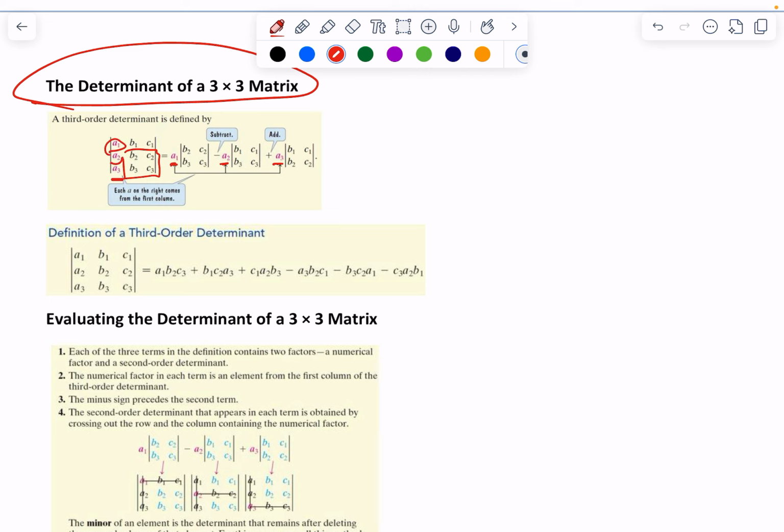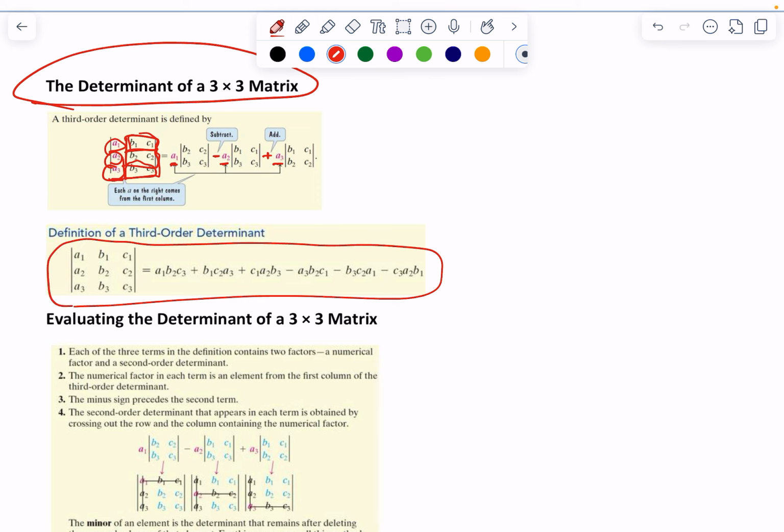With A2, we're taking B1, C1, and B3, C3. And with A3, we're taking B1, B2, C1, and C2. And we are switching the sign. So the second one is a subtraction, third one is an addition. Now, if we want to do the whole thing, it would look like this. That requires quite a bit of memorization. I feel like this is an easier way to do it step by step.